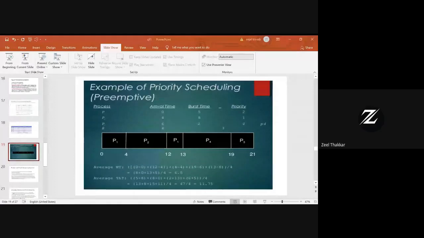Excellent, very nice. So you need to count the last unit of execution where it is going to complete. So P1 is going to complete at 13, not 4, because only half of P1 completed at 4, not the full process. The full process is going to complete at 13. So now you need to calculate the completion time, waiting time, turnaround time, everything for this example. I'm not going to discuss this because you know how to calculate.